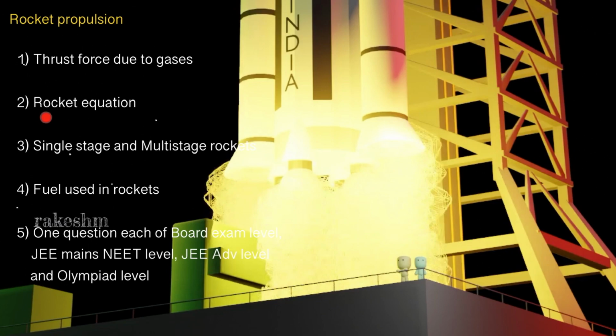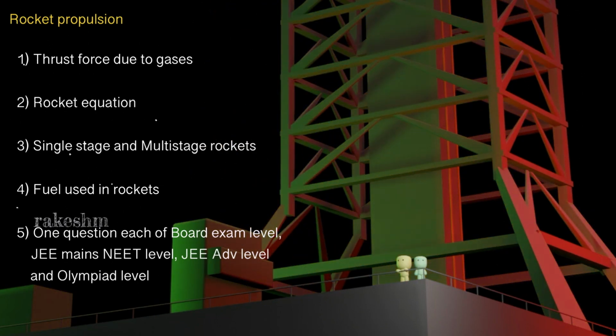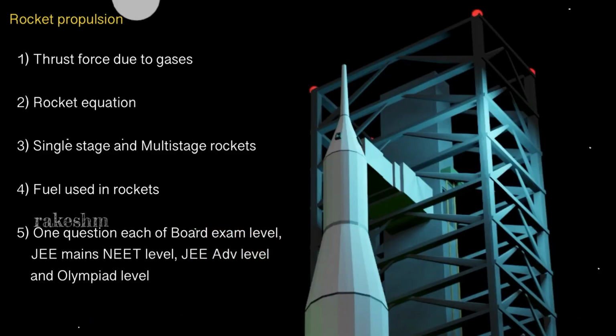Next, we will look at the rocket equation, which is nothing but the velocity of the rocket as a function of time. So what is this velocity of the rocket as a function of time? We'll be looking at it in the rocket equation. The third topic we'll be looking at is single stage and multi-stage rockets. So here this is called the first stage, the second stage, the third stage. So we'll be looking at the significance of these stages in rockets.